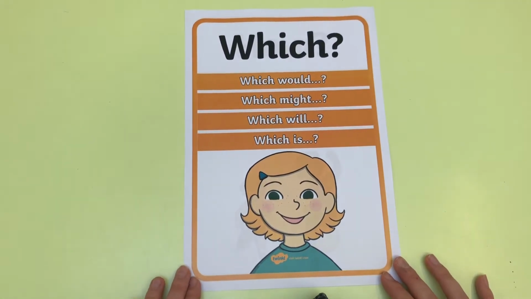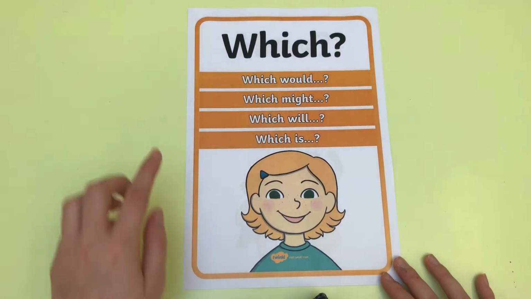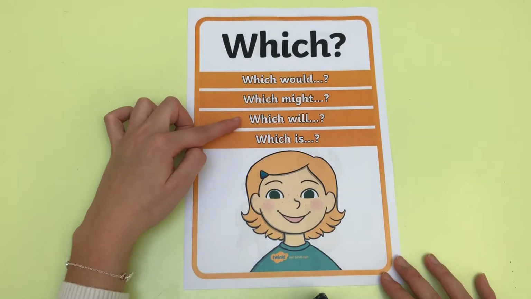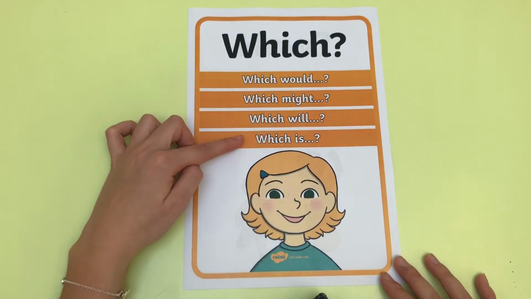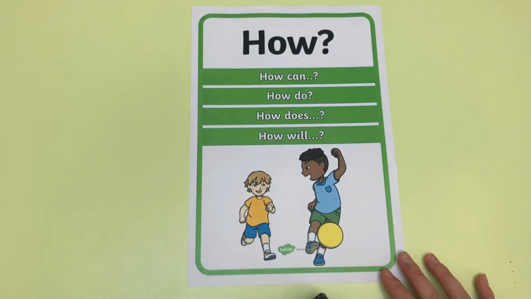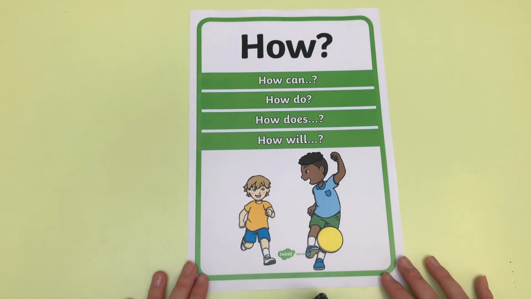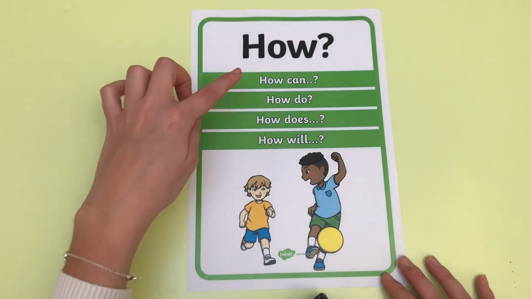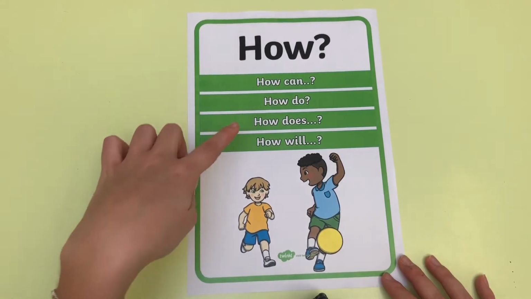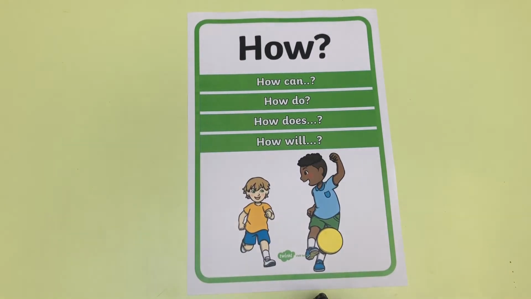I might want to start my question sentence with which. Which would, which might, which will, which is. And my final way is how. How can, how do, how does, how will.